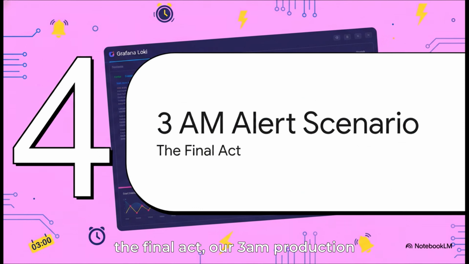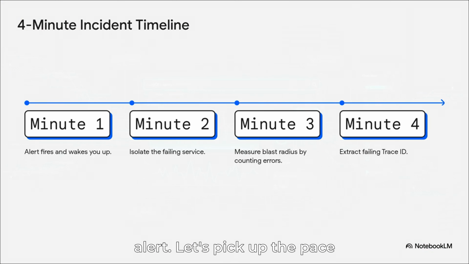Okay, the final act, our 3 a.m. production alert. Let's pick up the pace a bit because it's 3 a.m. A critical production alert just fired. Adrenaline is spiking. We're going to run through a strict 4-minute incident timeline, simulating this live on Grafana Play at play.grafana.org. Minute 1, the pager wakes you up. Minute 2, isolate the failing service. Minute 3, measure the blast radius by counting the errors. Minute 4, extract the failing trace ID to hand to the devs. 4 minutes. Let's do it.